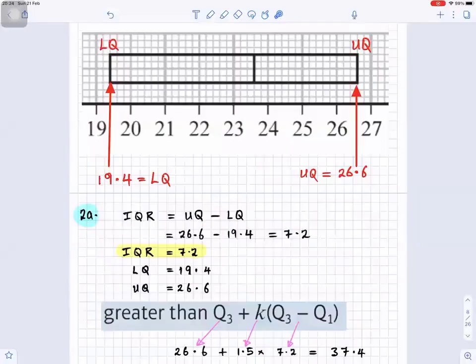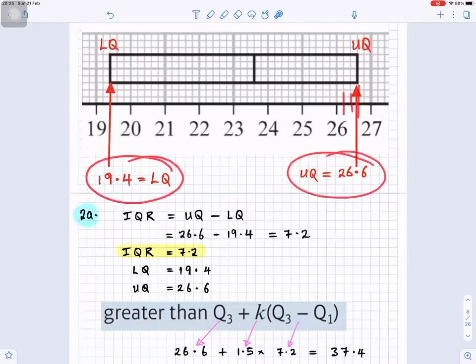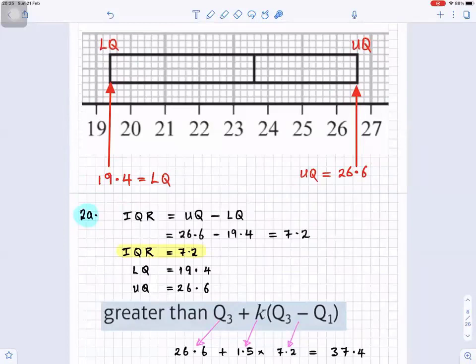So reading information from the graph, you will see the lower quartile there is 19.4. This is divided into 0.2, 0.4, 0.6, 0.8. So it goes up in 0.2. So the lower quartile is 19.4. The next one you need to get is the upper quartile. Upper quartile is 26.6, 0.2, 0.4, 0.6. The upper quartile is 26.6. Lower quartile is 19.4. That's what we need.